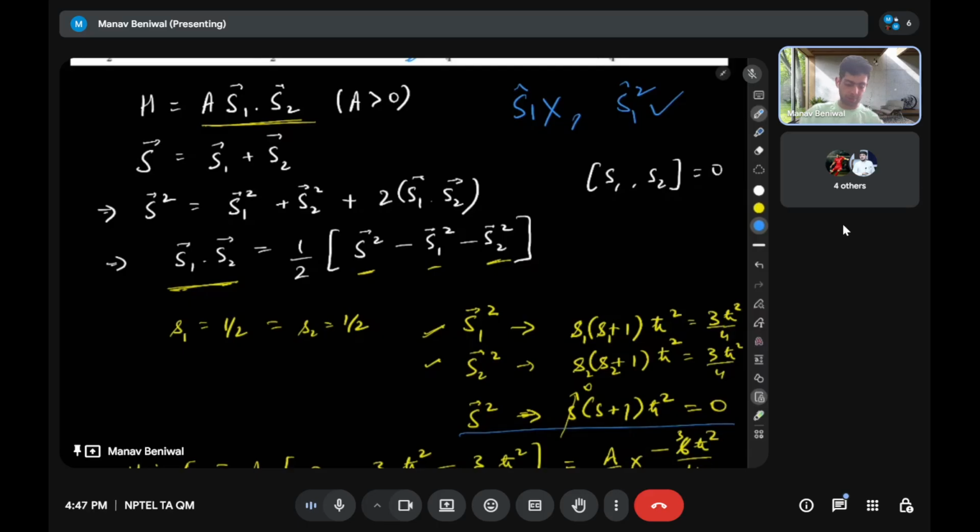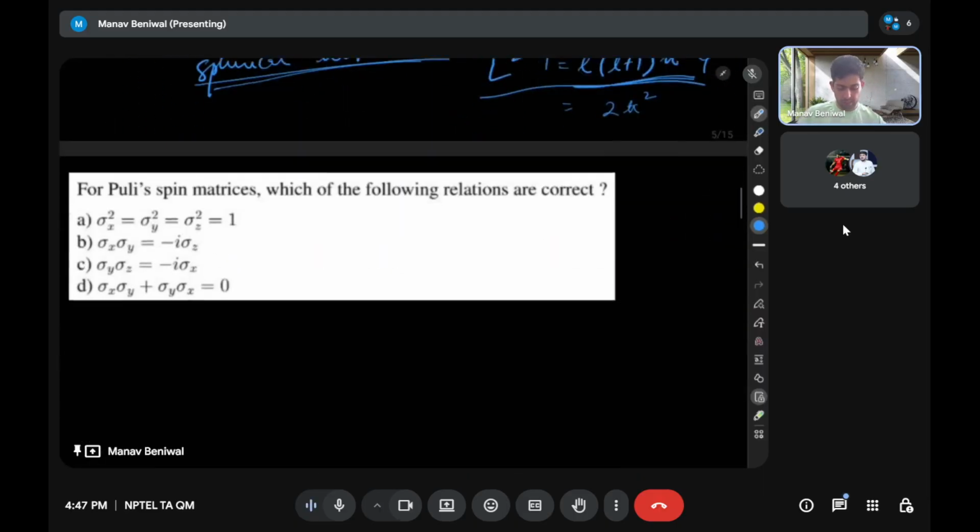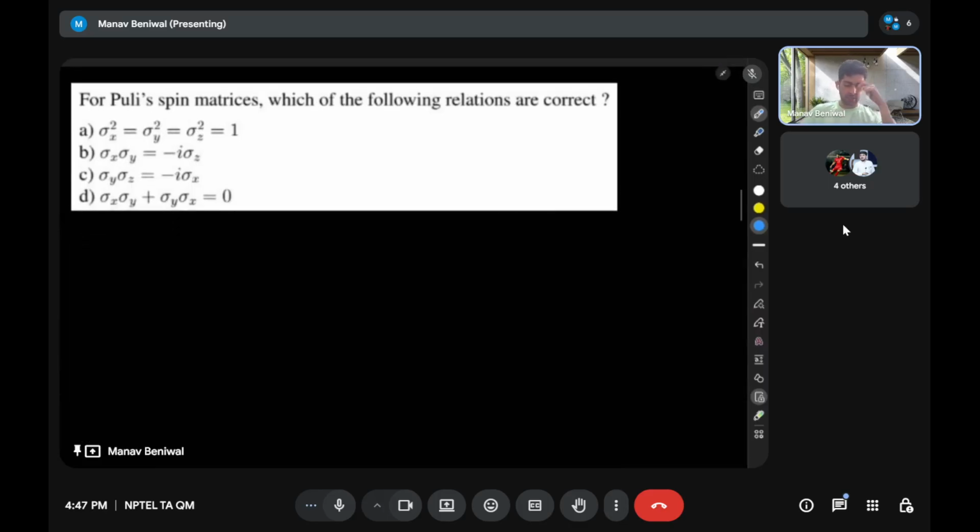Sorry for this problem. We can come back to this problem next week when we have studied the angular momentum. I guess then let's move on to the Pauli spin matrices. These Pauli spin matrices are also something which wouldn't have been taught to you. No problem.